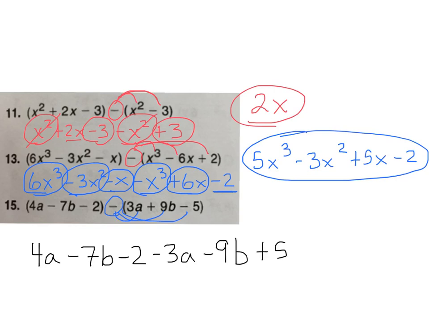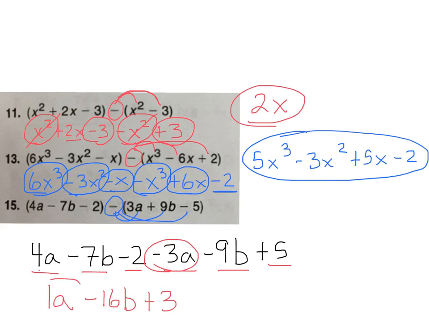And now I need to combine like terms, don't I? And so 4a and negative 3a are like terms, aren't they? And what does that give you? Well, 4 and negative 3 is not going to be 7. 1a. Yeah, 4 minus 3, so it'd be 1a. And then negative 7b and negative 9b is negative 16b. And negative 2 plus 5 is positive 3.